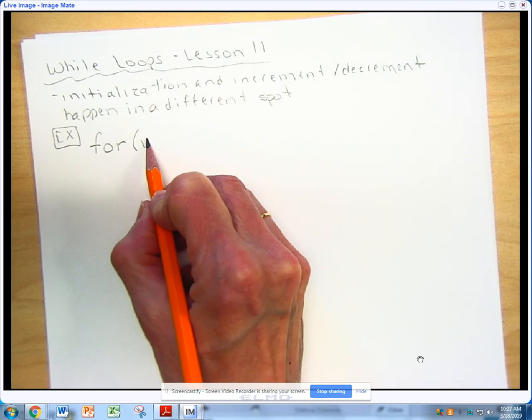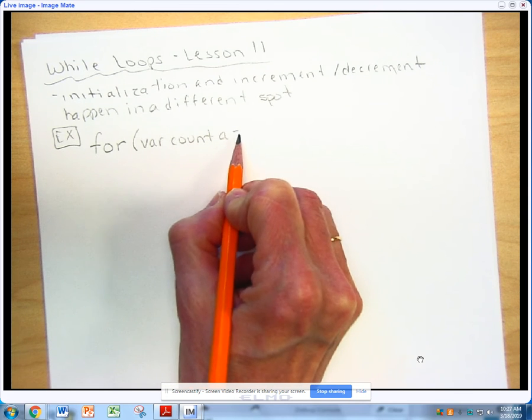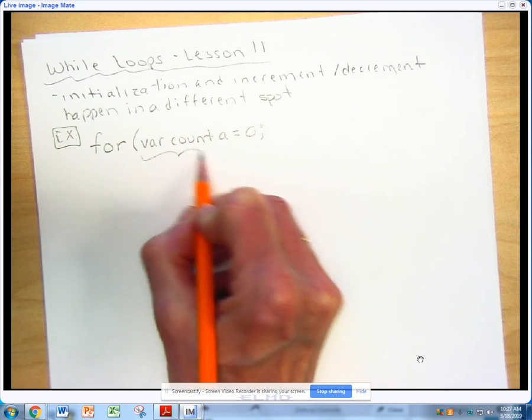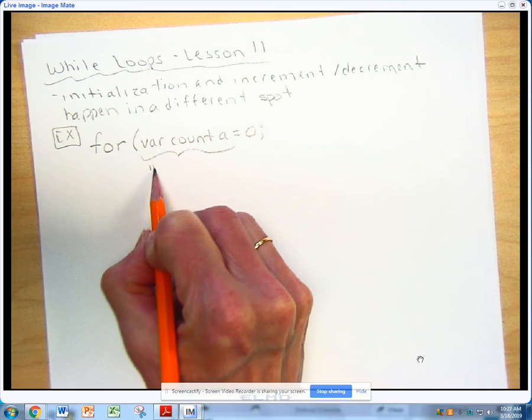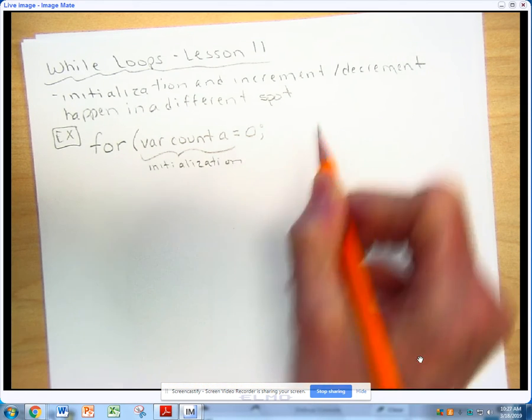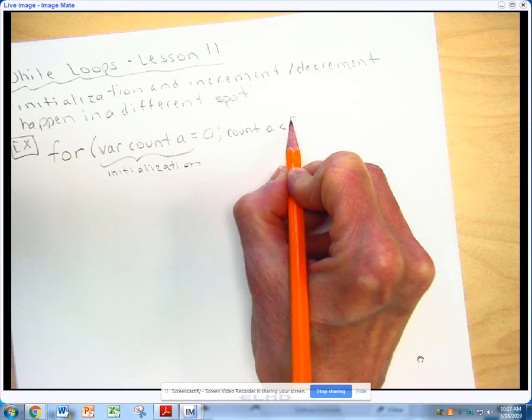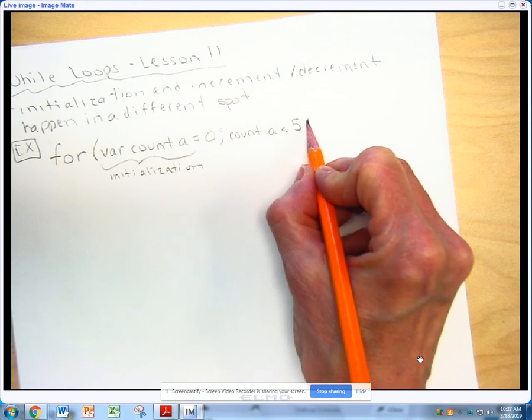So if you recall, we had an initialization step, count A. I'm going to call it count A equal to 0. So this is what I was talking about, initialization. And then we're going to have a Boolean condition, and we're going to say count A is less than 5. And count A is just a variable I'm making up.